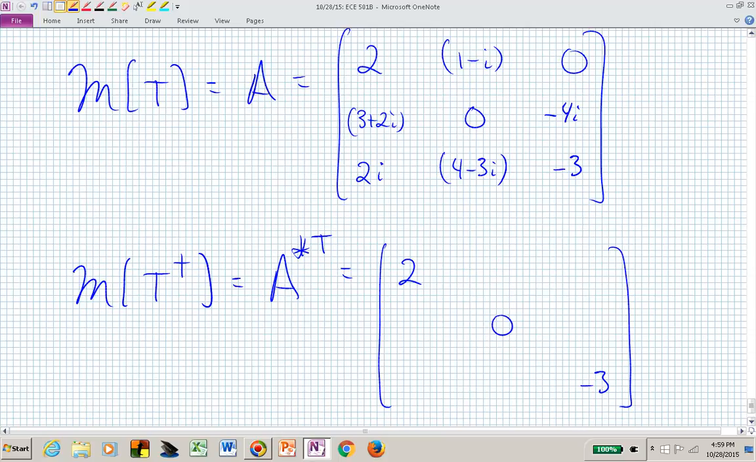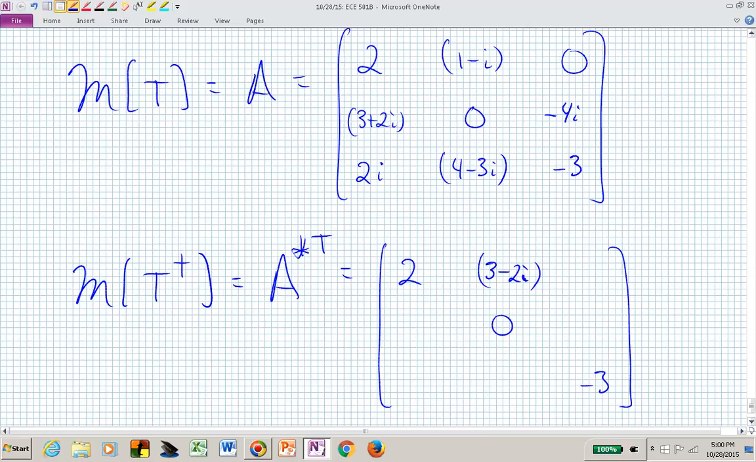What's in the 1, 2 entry of A star transpose? Okay, it'll be the conjugate of the 2, 1 entry of A. The 2, 1 entry of A is 3 plus 2i. We conjugate that and we end up with 3 minus 2i. What's going to be in the 3, 1 entry of A star transpose? The lower left corner. Lower left corner, am I not?